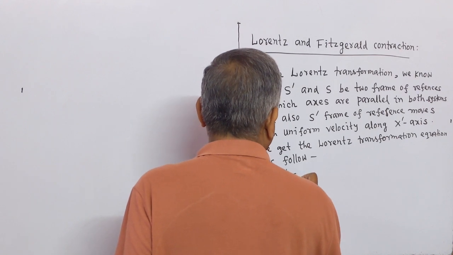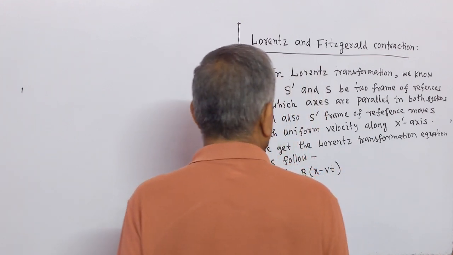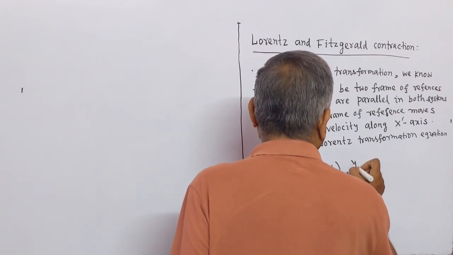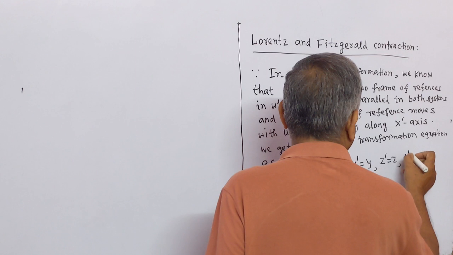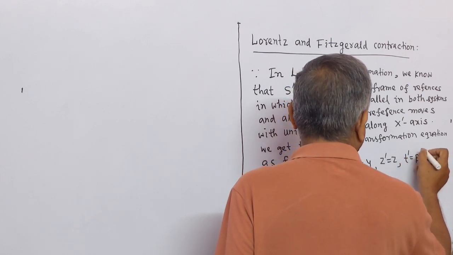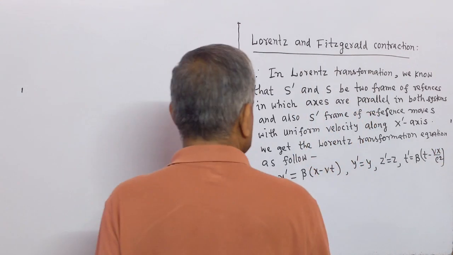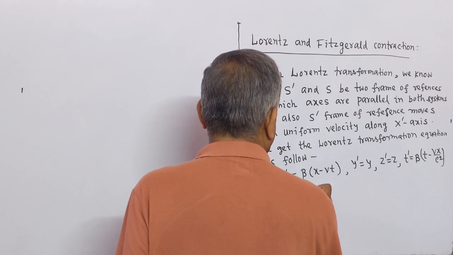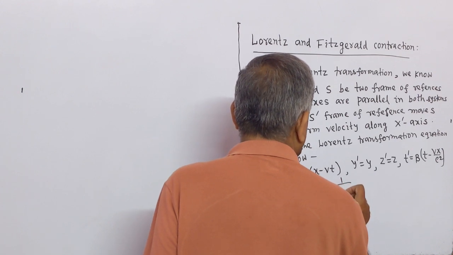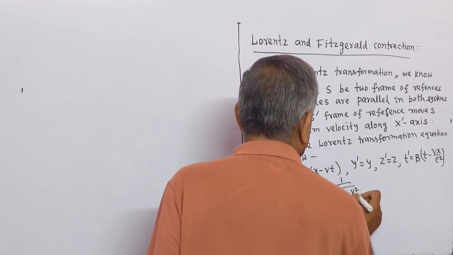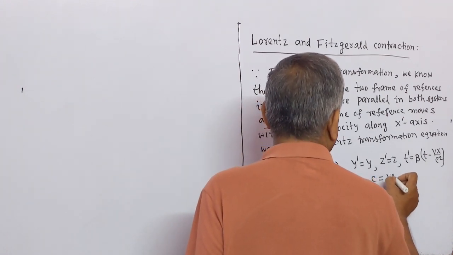x prime equal to beta times x minus vt, y prime equal to y, z prime equal to z, t prime equal to beta times t minus Vx by c square, where beta equal to 1 by square root of 1 minus v square by c square. C be the velocity of light.